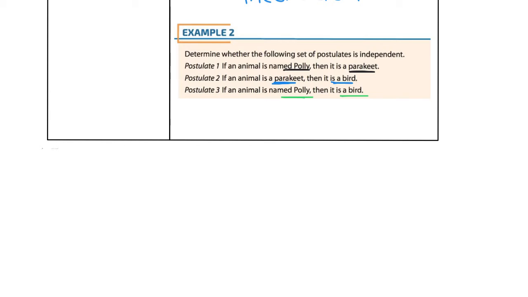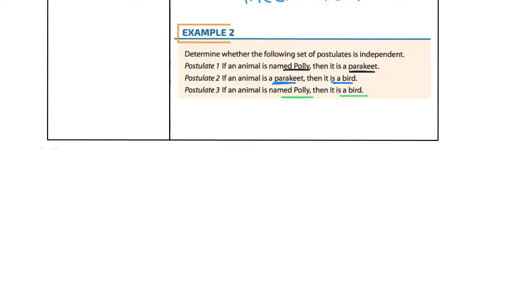The third postulate is a logical conclusion that can be derived from the previous 2 postulates. We are using postulate 1 and postulate 2 to make postulate 3. Postulate 3 is not independent.